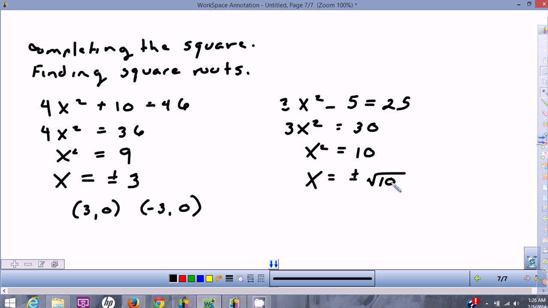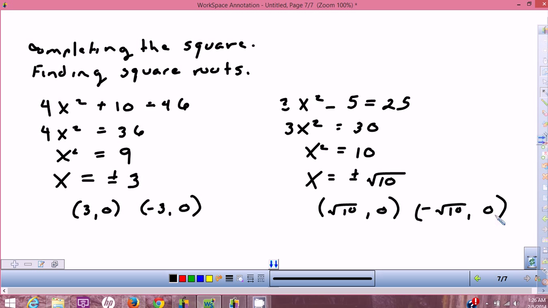Now, there's not a nice, neat integer square root of 10. So I'm going to write my x-intercepts here as (square root of 10, 0) and (negative square root of 10, 0). It is far preferable in most instances, unless you're solving some real-life problem, that you leave those as radicals because they are exact answers, and not change those to some form of a decimal approximation.